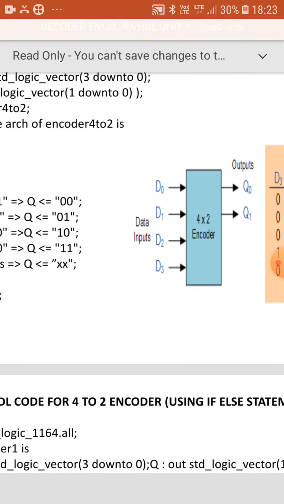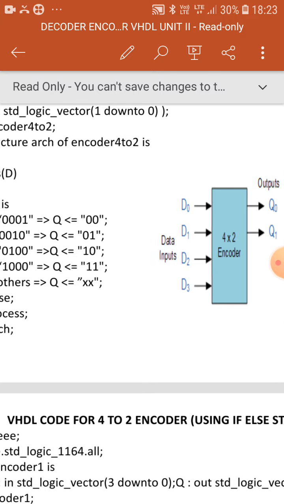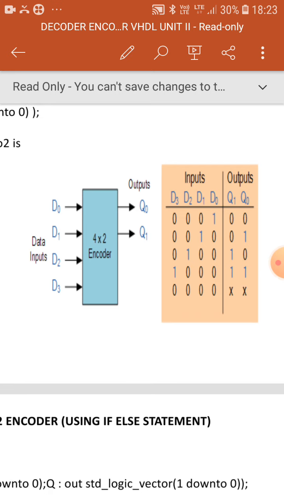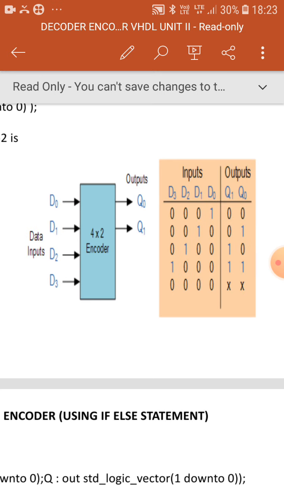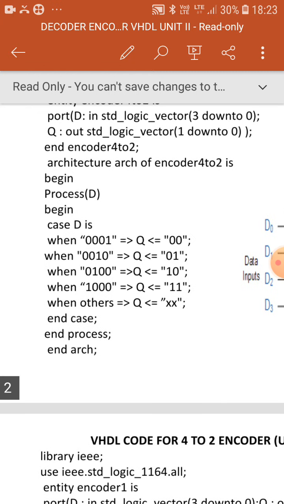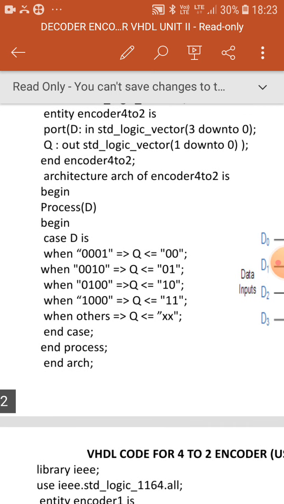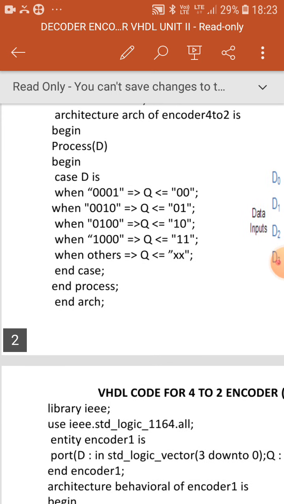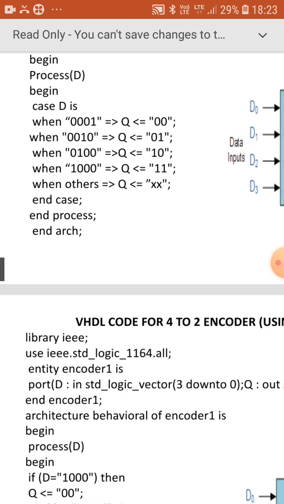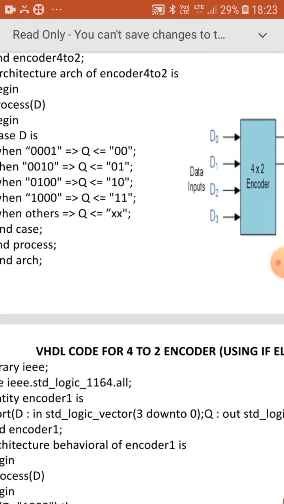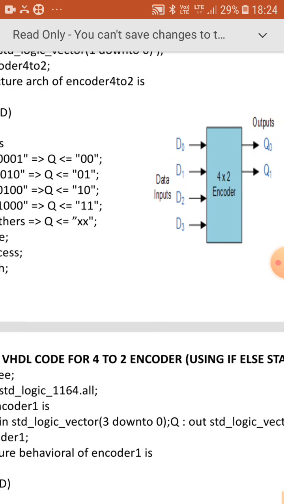So, you see the table here. If D3, D2, D1, D0 is 0, 0, 0, 1, then the output Q1, Q0 will be 0, 0. So here, first line: process, open the bracket, D is the input. Next you have to use begin. Next, case statement: case D is, when D is 0 0 0 1, then Q is equal to 0 0.